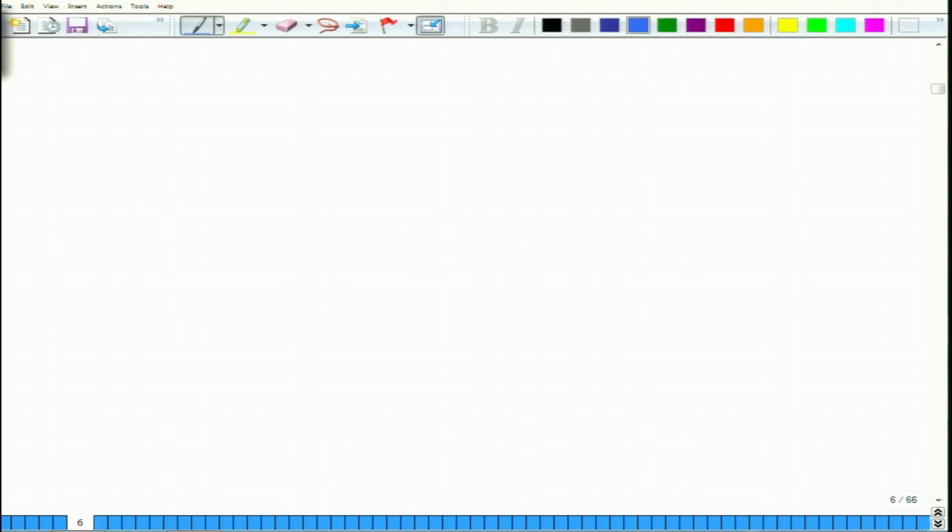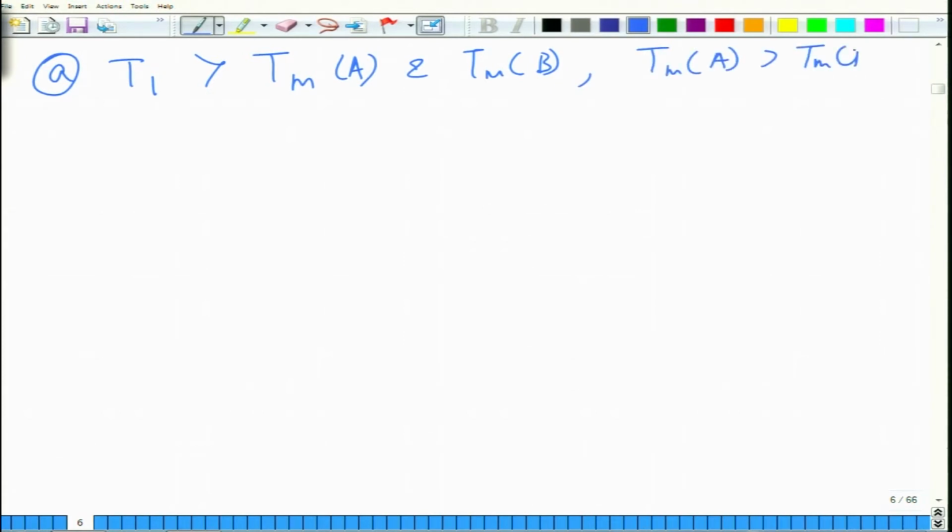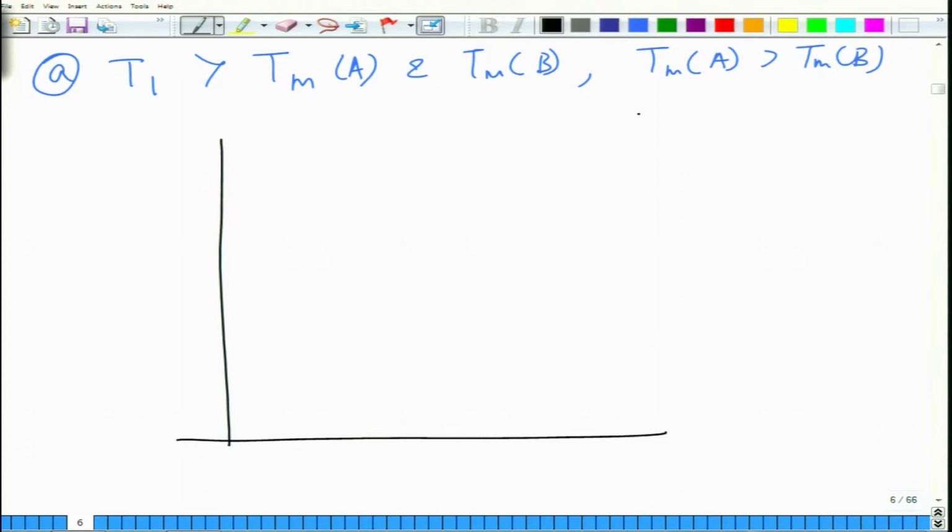So, first let us look at temperature T1, which is greater than TMA and TMB both, and we say that TMA is higher than TMB. So, in such a situation, when temperature is higher than melting point of both A and B, when you construct the free energy composition plot. So, this we have drawn in the last class. So, we will not spend too much time on it.